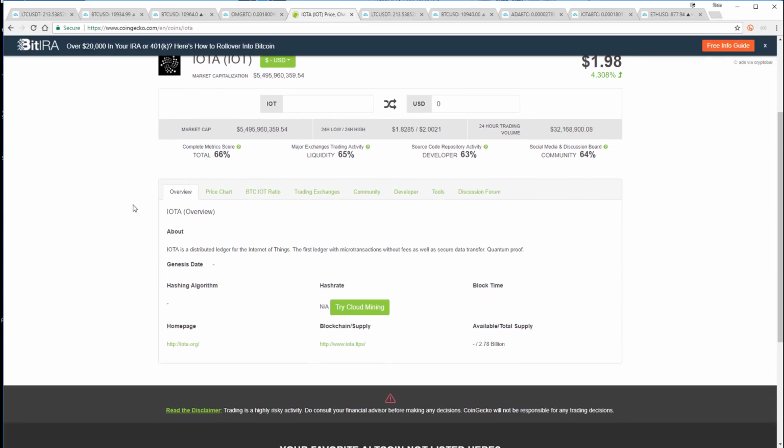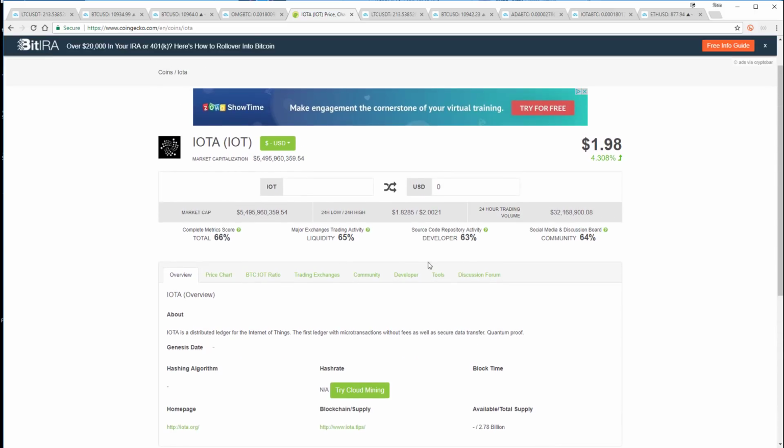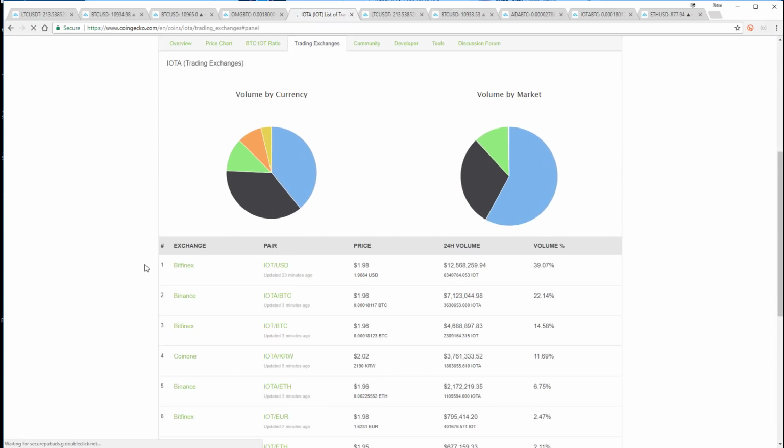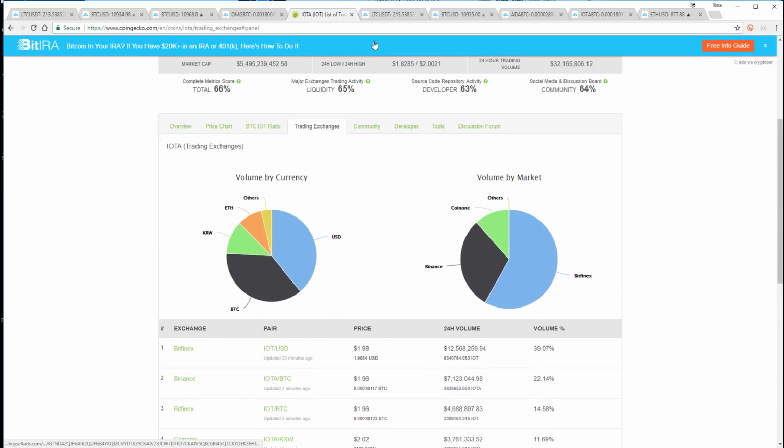So of course, as I've often mentioned, this is a good place if you want to dig into some of the fundamental research behind this project. Well, we can go over here to the trading exchange. As you can see, it's pretty evenly split on the trading between Bitcoin and the dollar. Bitfinex takes the bulk of it, but Binance is a contender up here. Many of my members are trading it on Binance here, so that's where we're going to look at it.